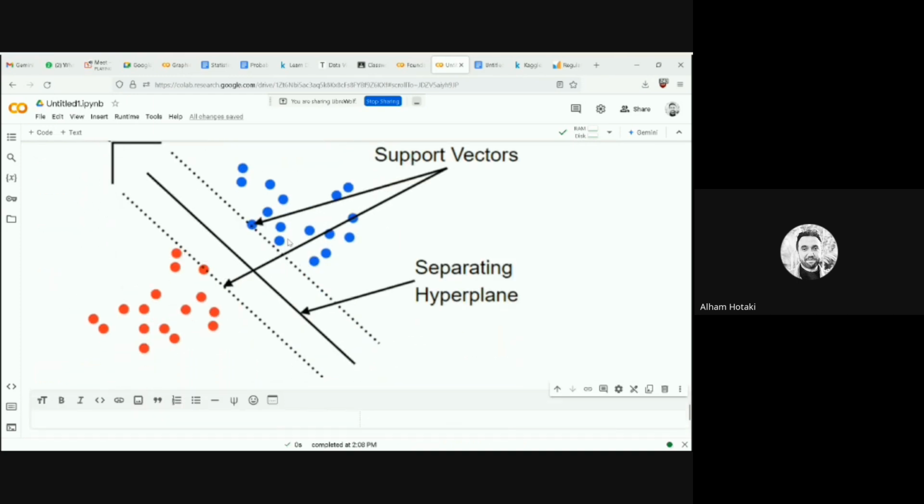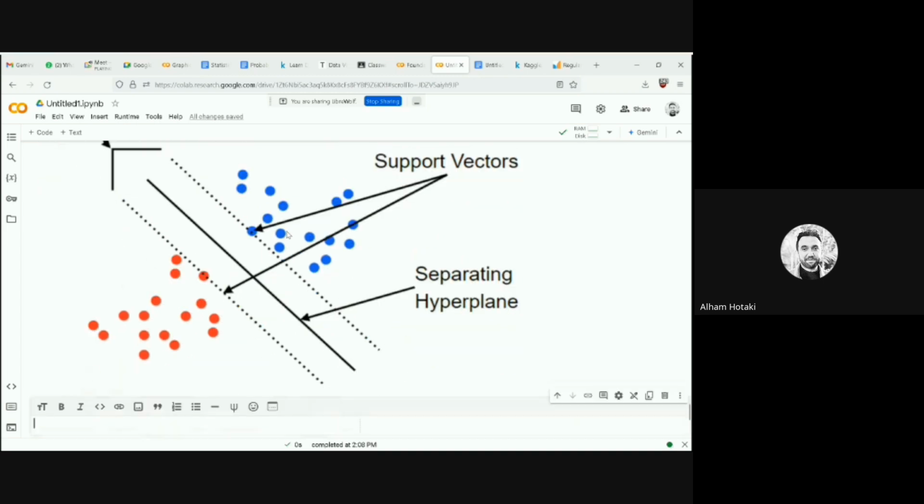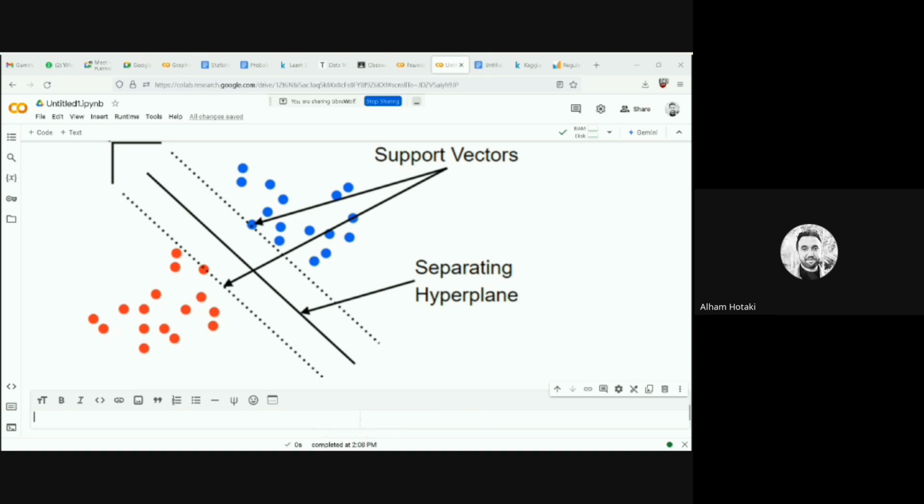So you see, these are the things. This is how SVM works. It's a very simple model visually.